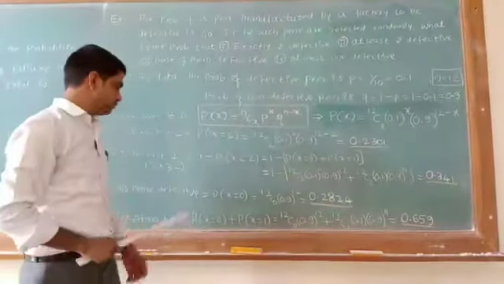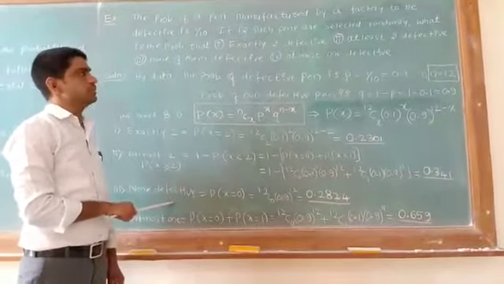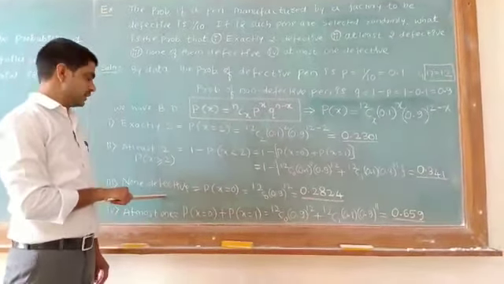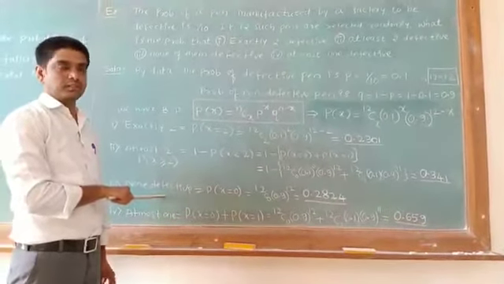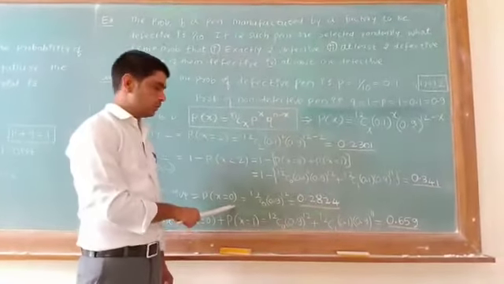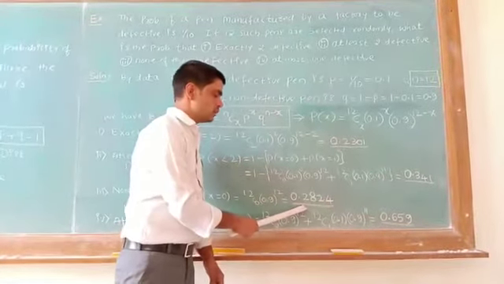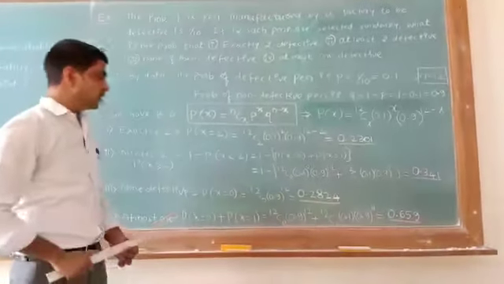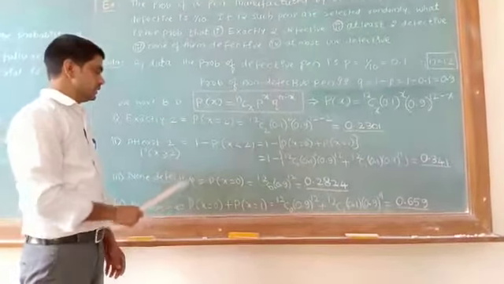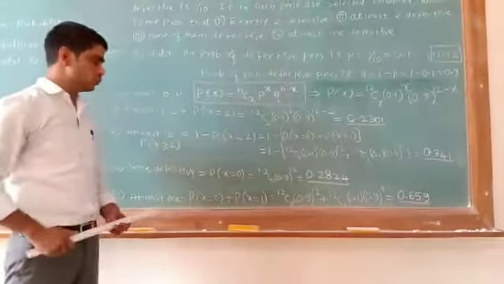The next is none defective, meaning out of 12 such pens selected, there are no defective pens, so put X is equal to 0. So 12C0, 0.9 raised to 12, and on simplifying we get 0.2824. If you consider 12 pens all in good condition, then the probability is 0.2824.